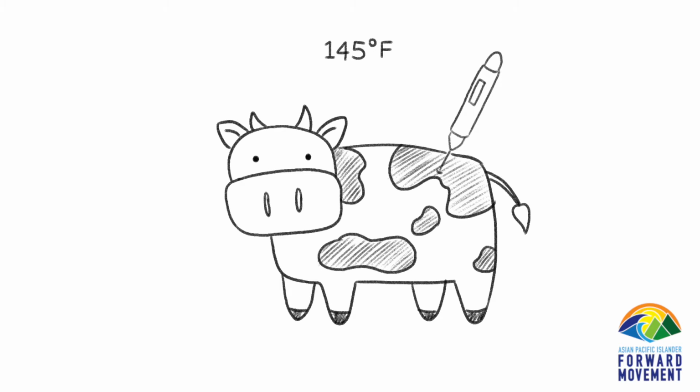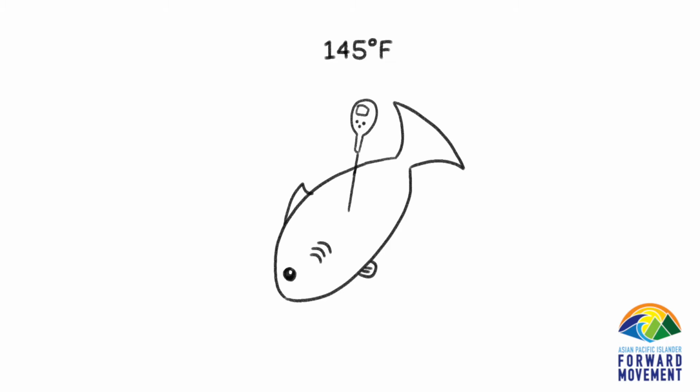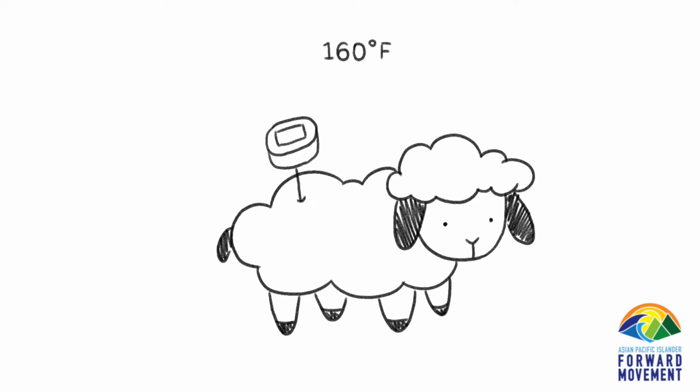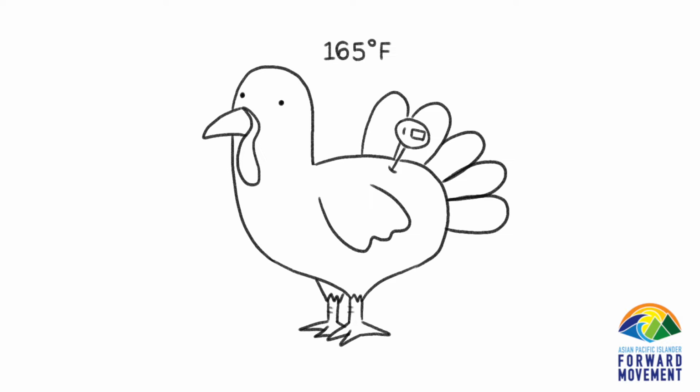145 degrees with a 3-minute rest time for steak, roast, and chops of beef, pork, veal, or lamb. 145 degrees Fahrenheit for fish. 160 degrees Fahrenheit for ground beef, pork, veal, or lamb, and for egg dishes like quiche. 165 degrees Fahrenheit for turkey, chicken, and duck, whether whole, pieces, or ground.